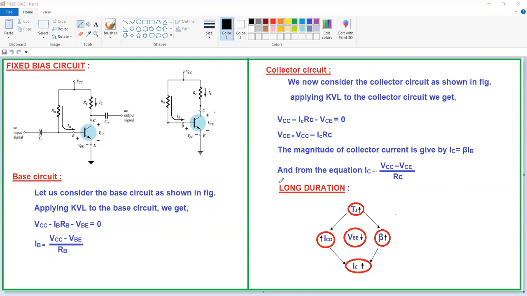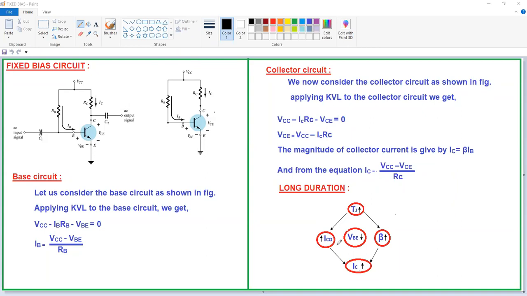Now for a long duration, what will happen? For a long duration, that means after connecting this circuit like this for a long time, say 5 minutes, 10 minutes, 15 minutes, the temperature is going to increase at the emitter junction as well as the collector junction. That is, the junction temperatures are increasing. If the junction temperature increases, what are the factors affecting? I already said that in previous classes.